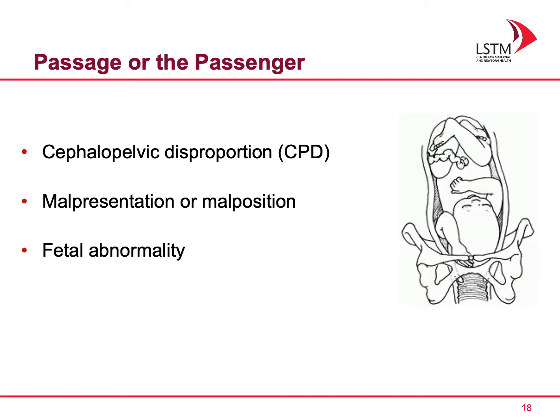Slow progress in labour could be due to the passage or the passenger. Cephalopelvic disproportion could occur because the maternal pelvis may be small. There may have been an injury to her pelvis. She may have had a disease such as rickets, which has distorted its shape. The passenger or the baby may have a malpresentational position. It could have an abnormality such as hydrocephalus.